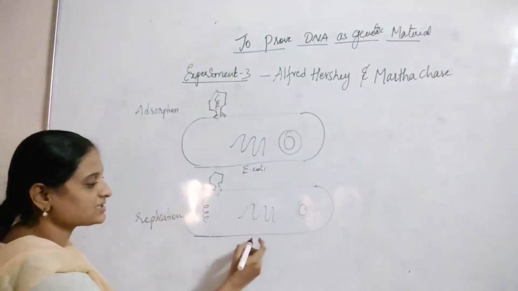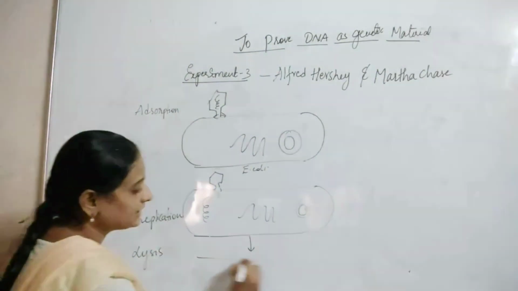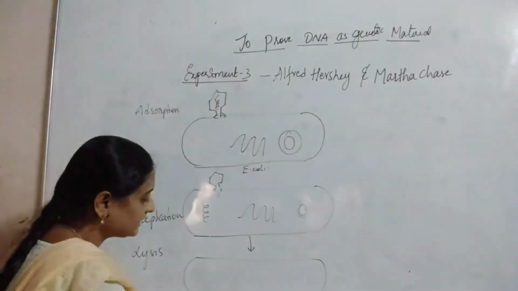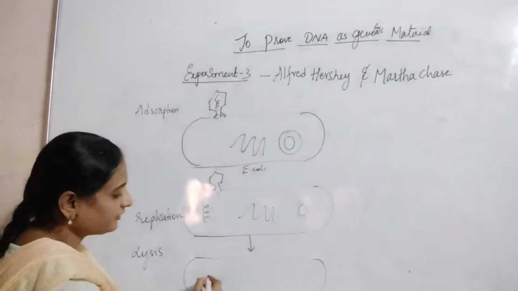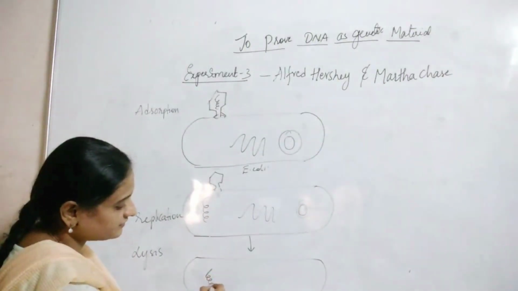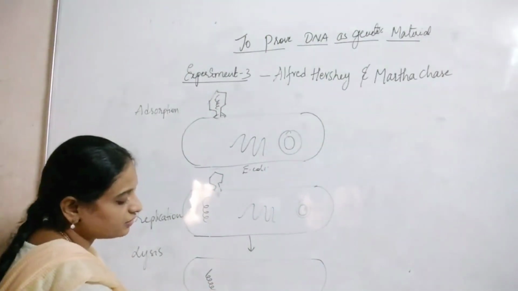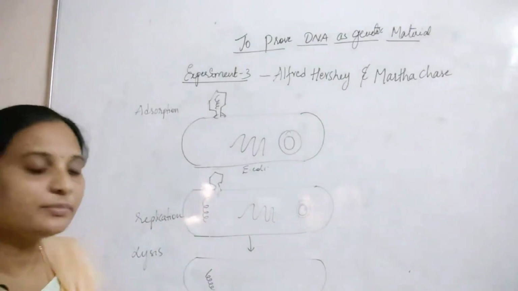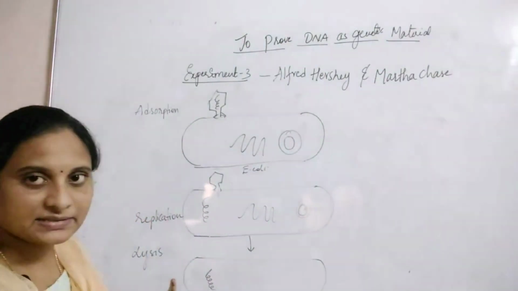So once the replication completes, it undergoes a process called lysis. It kills the bacteria, or it pierces the bacteria, and the duplicated DNA will be released out. The duplicated DNA will be released out in the last step, that is lysis.